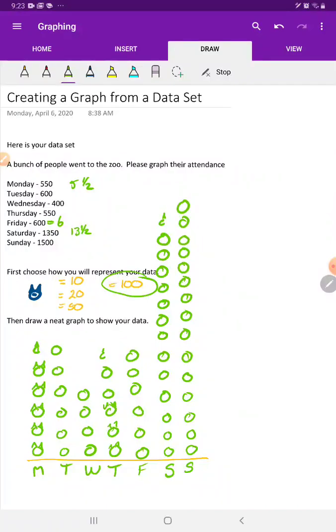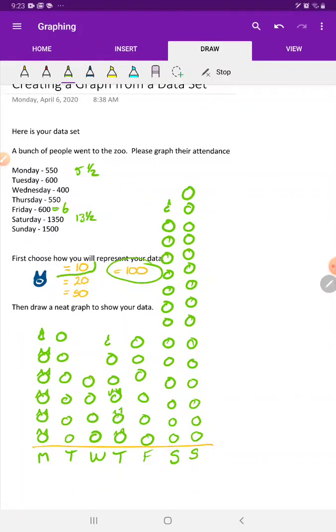See how my graph worked? Now imagine if I had used this number instead. If I had used that number, then I would have had to draw 55 cat heads just for Monday. And then Tuesday, I would have had to draw 60 cat heads. So that's why picking what you use for your data is really important.